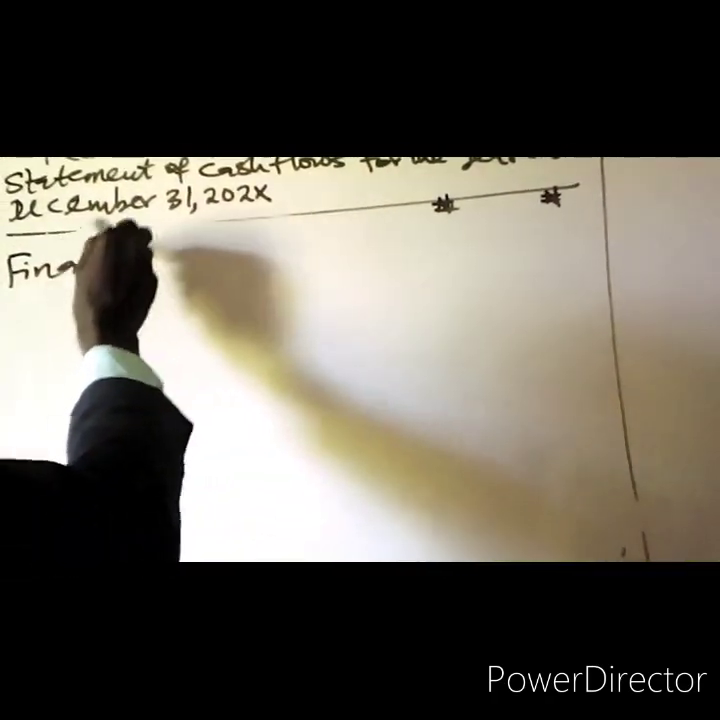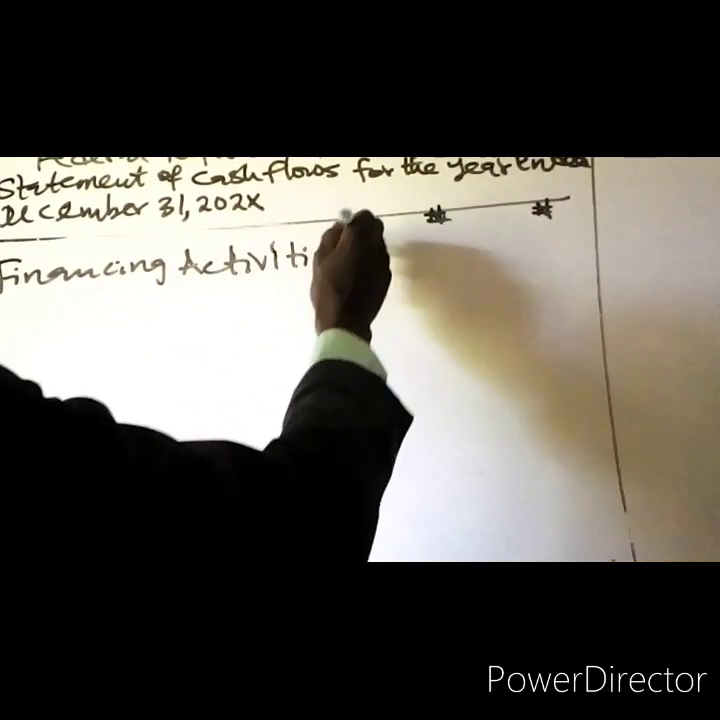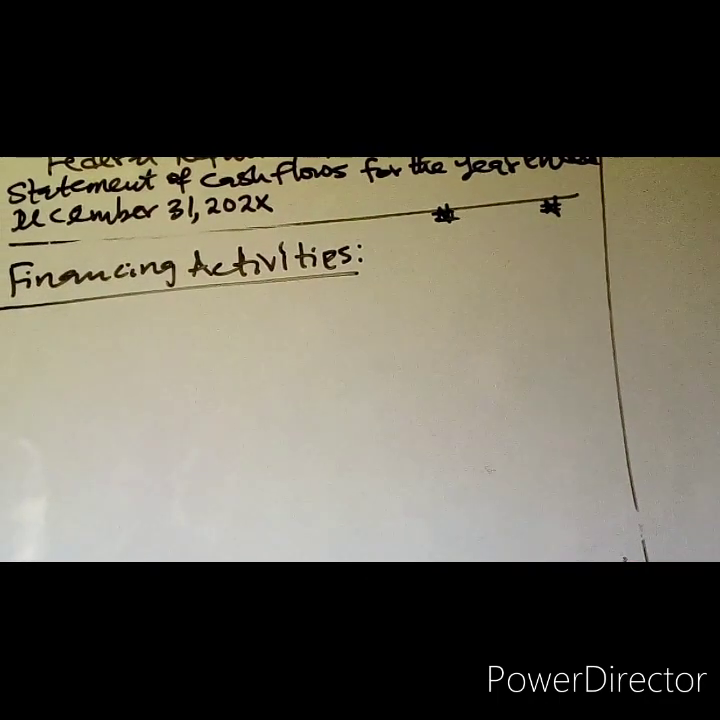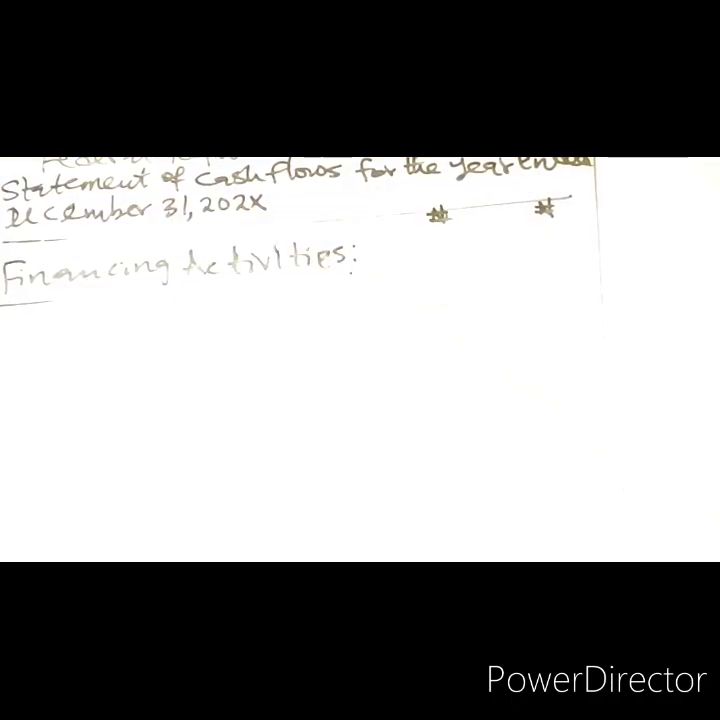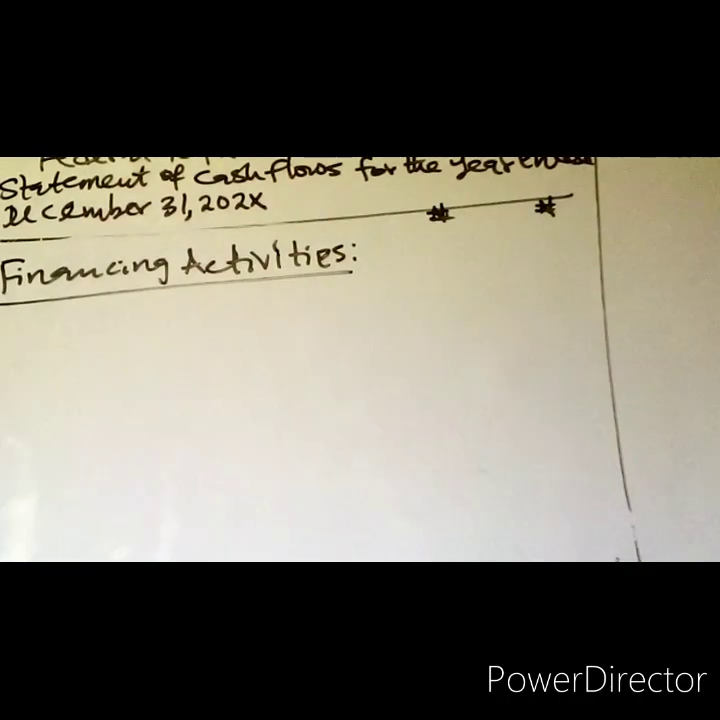Financing activities. I've told you that this activity brings about a change in composition of equity and borrowing. Now, I've told you that whenever you get to this section, what you need to check is the movement in equity and borrowing.